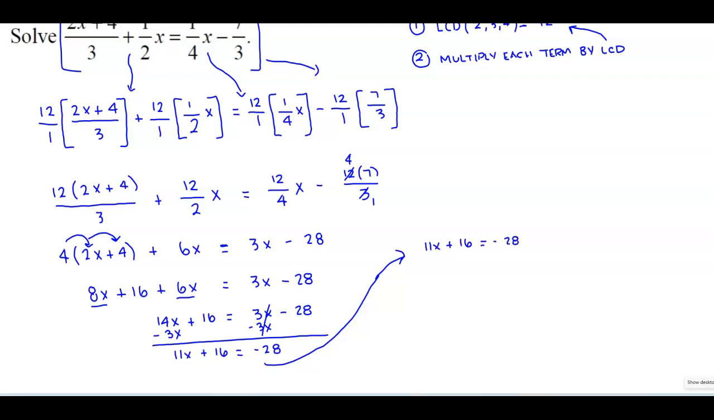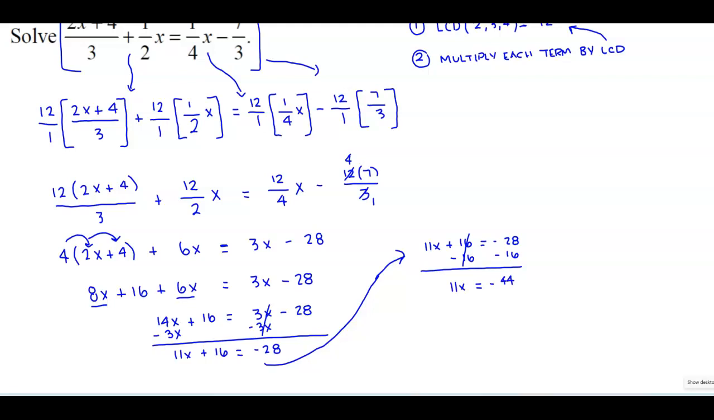Now the goal is to solve for x. We want to isolate that x, or the 11x. So we're going to subtract 16 from both sides of the equation, which is the opposite of plus 16. That's going to give us 0, and what's left on the left side of the equation is 11x. And then negative 28 minus 16 is going to give us negative 44.